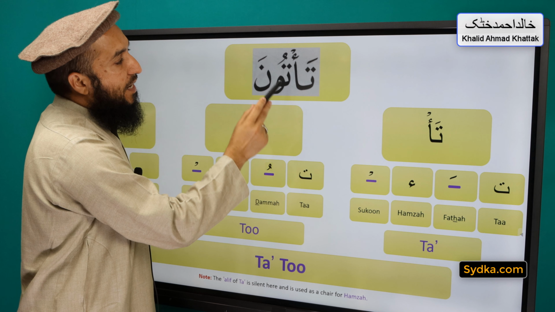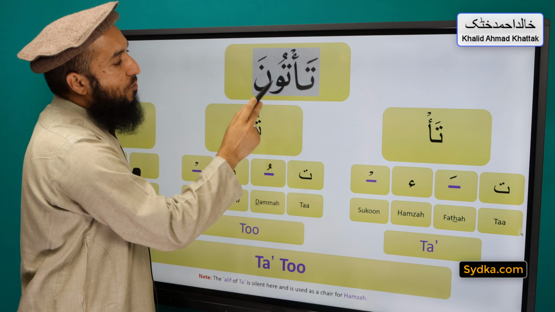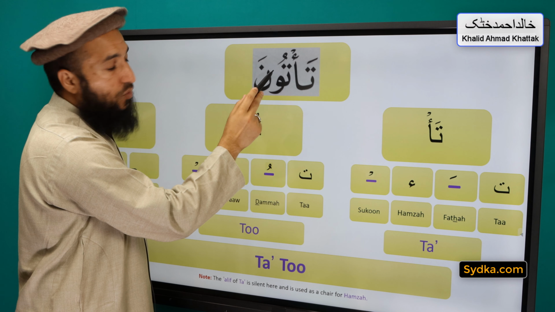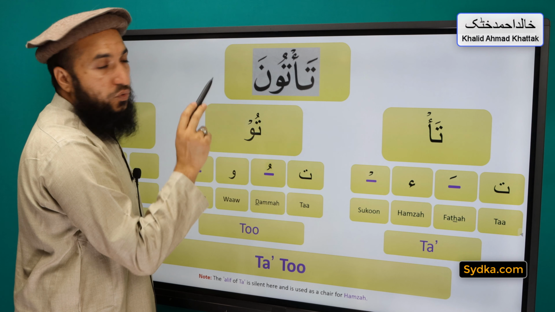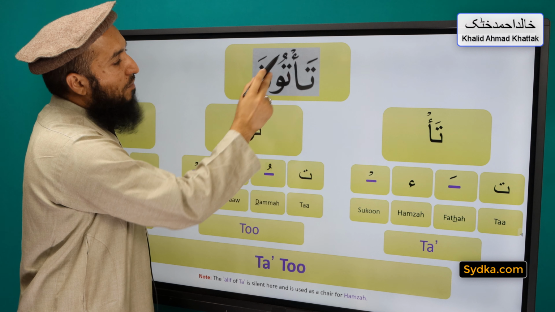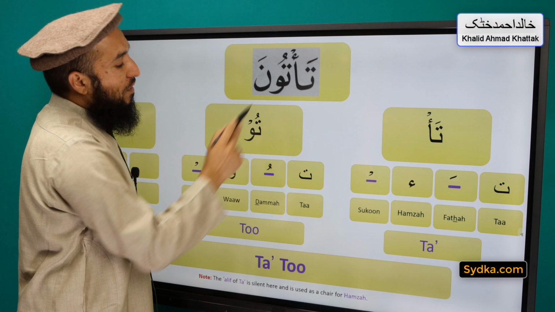Ta is a light letter, it has dhamma on top of it, it is followed by waw, and this waw has a hidden sukoon, and it is prolonged for 2 counts. Ta dhamma waw sukoon tu.